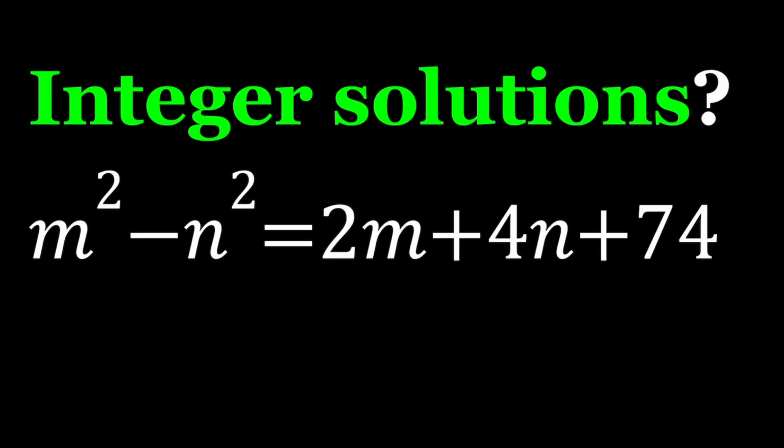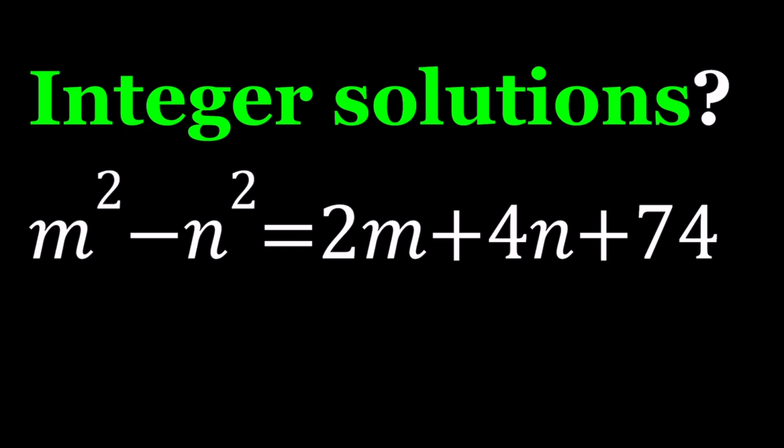Hello everyone. In this video, we're going to be solving a Diophantine equation. In other words, an equation with integer solutions. So m and n are integers, and we're going to solve this equation: m squared minus n squared equals 2m plus 4n plus 74.